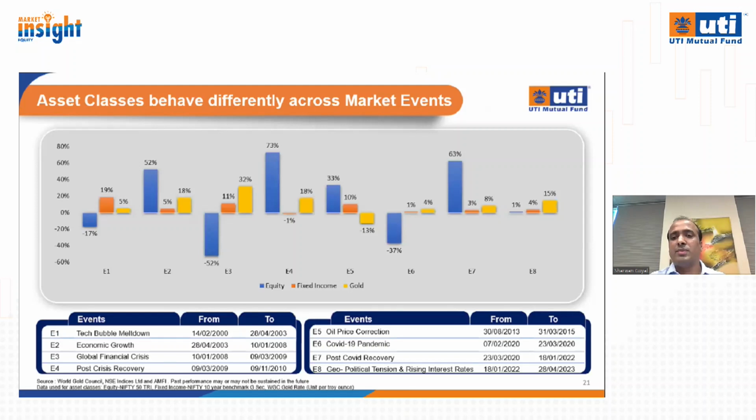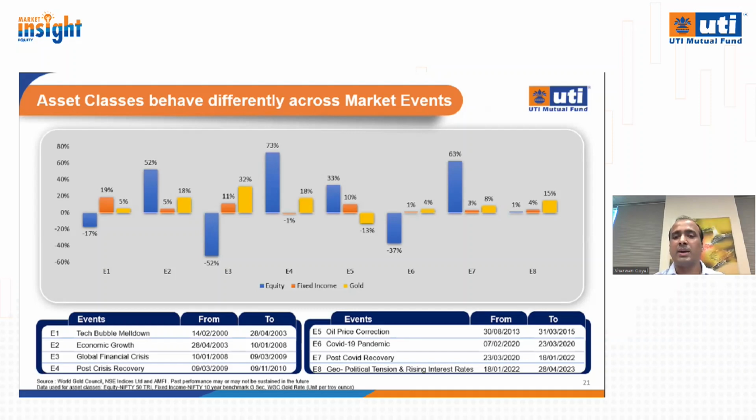If you look at performance of various asset classes in different market environments, then you will find that different asset classes behave or perform differently. So here we have broken equity market returns in the last 20 odd years into different events. For example, during the tech bubble, equity corrected about 17%. In that time, gold and fixed income performed well.